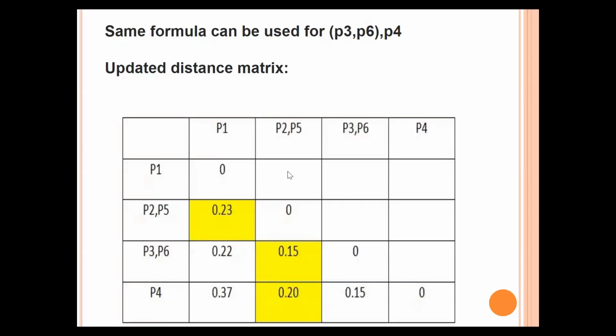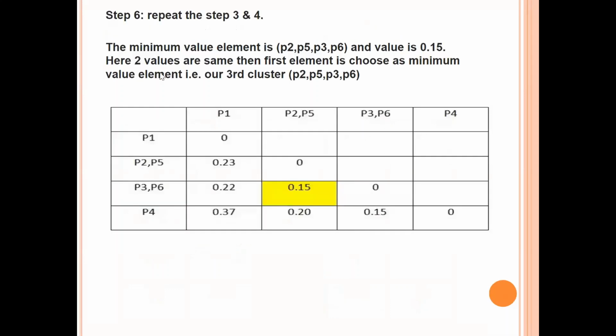Now we will keep repeating the steps we discussed. Finally, we have to find the minimum distance again, because till now we have made only two clusters, one is P2, P5 and another is P3, P6, but we have not reached one cluster. We have to reach one cluster, and till then we will repeat all these steps. Now the minimum value is 0.15.